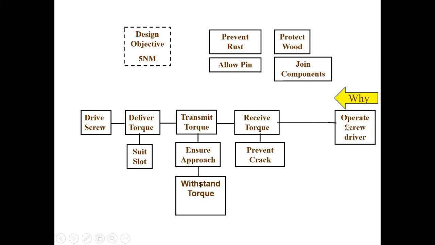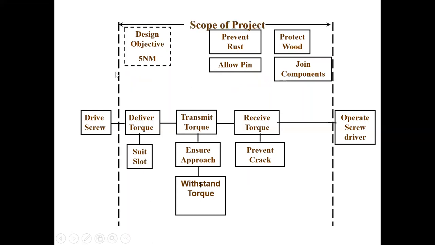Now I follow the Why approach. Why operate a screwdriver? To receive torque. Why receive the torque? To transmit torque. Why transmit torque? To deliver torque. So the scope of my project always lies between the left scope line and the right scope line. So this is nothing but the Functional Analysis System Technique diagram. This diagram we call a FAST diagram, technical FAST diagram. We also have a customer FAST diagram, but nowadays we mostly follow only the technical FAST diagram.